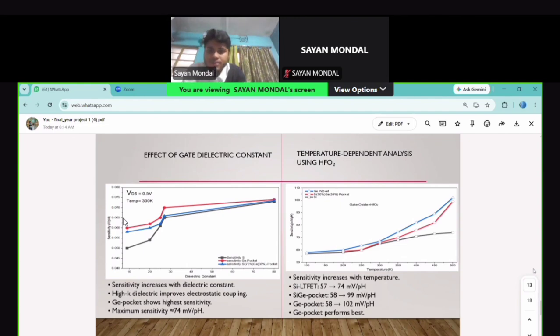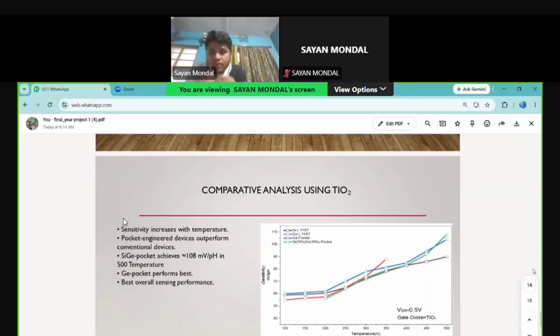If we talk about the comparative study, finally we compared four different structures. One is a silicon source L-tunnel FET, one is a germanium source L-tunnel FET, the third is a silicon source with germanium pocket, and the fourth is a silicon germanium source with silicon germanium pocket. This comparison clearly shows that pocket engineering significantly improves the sensing performance. Among all the investigated structures, the silicon germanium L-tunnel FET achieved the best balance between electrical performance and pH sensitivity. Actually, germanium performs best, but at 500 K, silicon germanium performs best because germanium cannot handle high temperature. Now I will explain the performance comparison of different sensor devices.